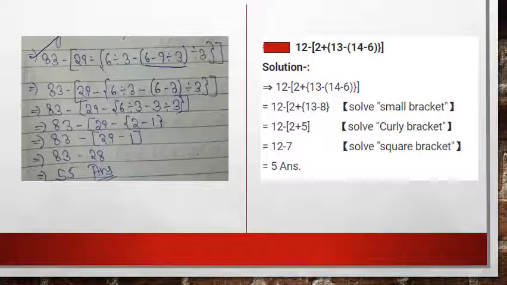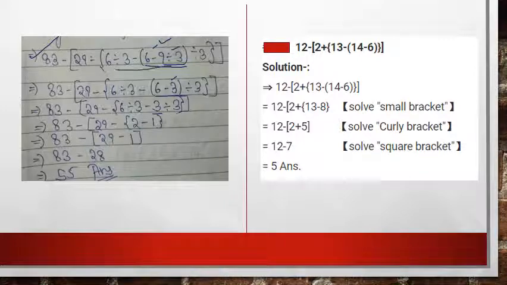Now here you can see students, two operations are used in the bracket. So tell me which one you will solve first. Yes, divide. So first you will solve divide. 9 divide 3 is 3. Now after 3, 6 minus 3. You will solve 6 minus 3. It is 3. Clear? That means we have solved the common bracket now.